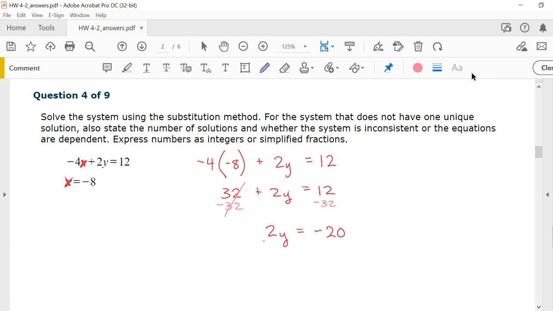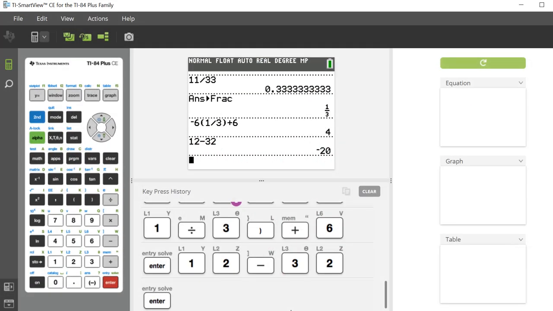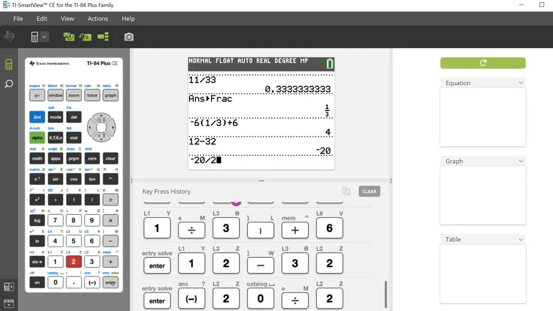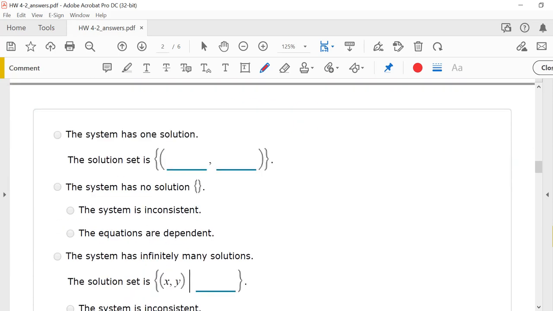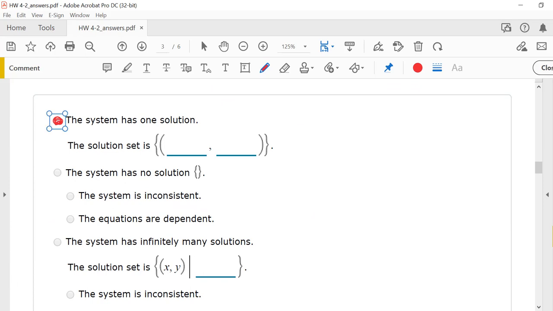Dividing both sides by 2, y equals negative 20 divided by 2, which is negative 10. Y equals negative 10. Now, we don't have to solve for x because we already have it. X is always negative 8. So my solution is negative 8, negative 10. My one solution is negative 8, negative 10.